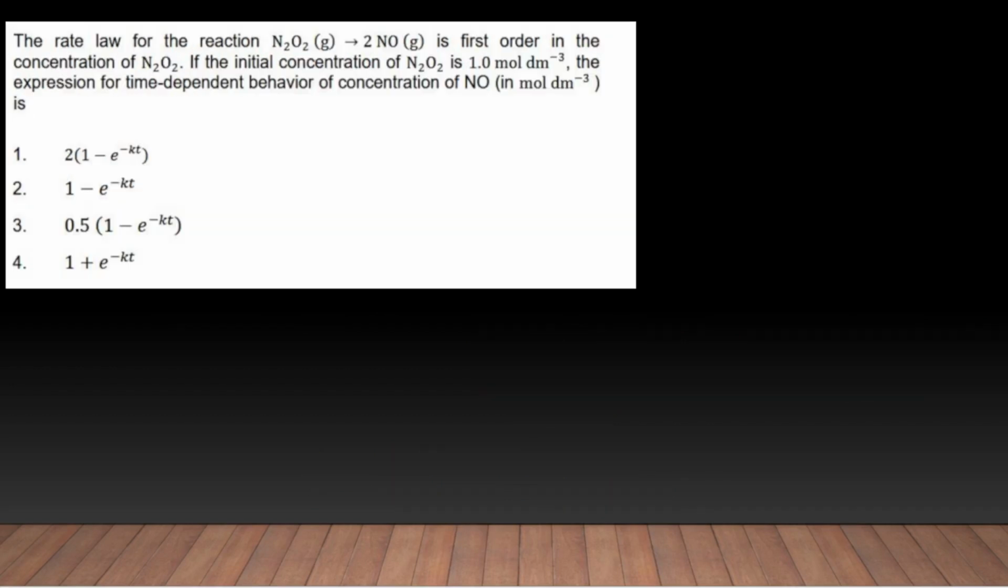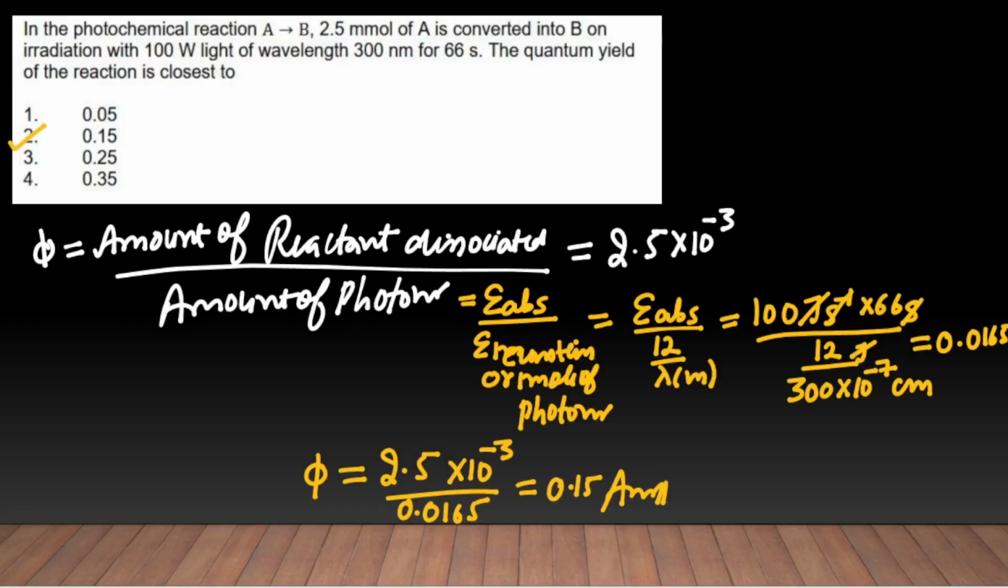Okay, next is this one. The rate law for this reaction, which is N2O2 being converted to 2NO, is first order in the concentration of N2O2. If the initial concentration of N2O2 is 1 mole per decimeter cube, the question asks for the expression for the time dependent behavior of the concentration of NO. So how is the reaction proceeding?